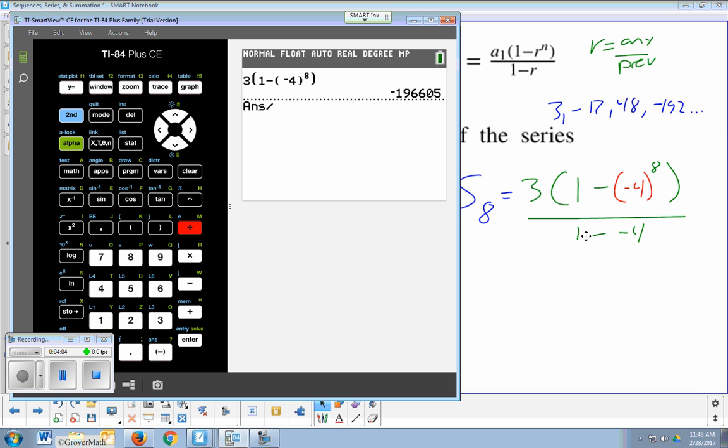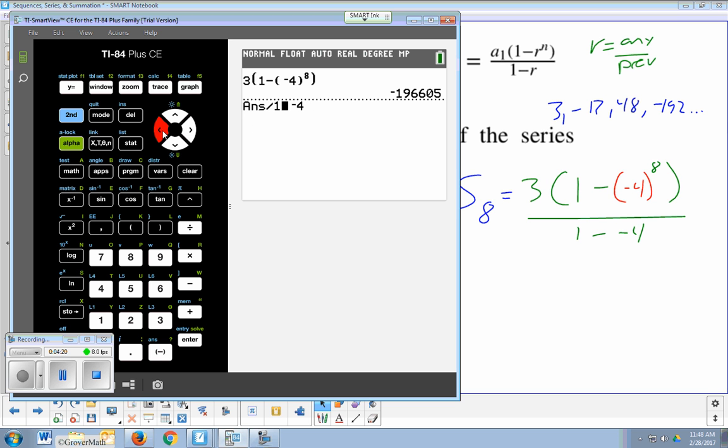Now the bottom here, I know 1 minus negative 4 is 5, so I could just divide by 5. Or if I want to type it in as I see it, I can't just do 1 minus negative 4. That would be a mistake because it's only going to divide by the 1 and then minus negative 4.